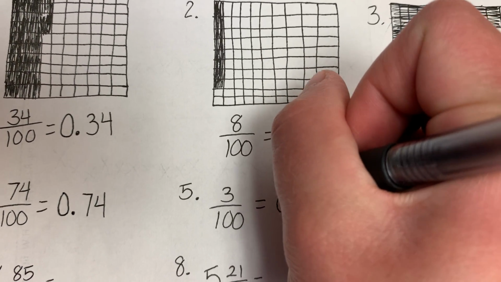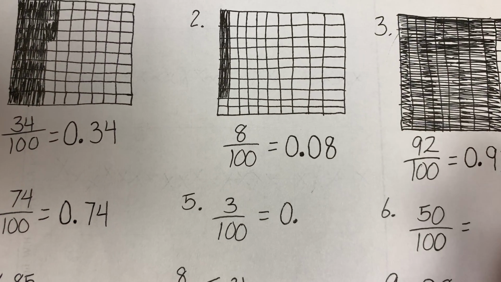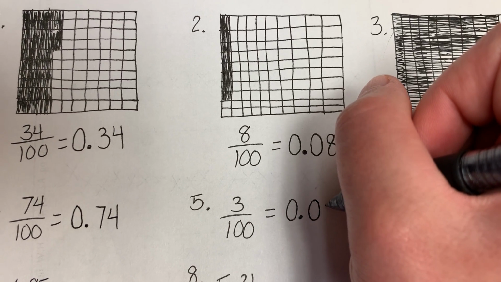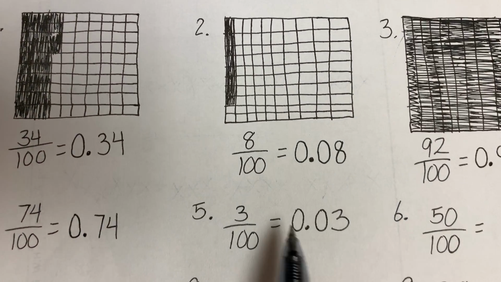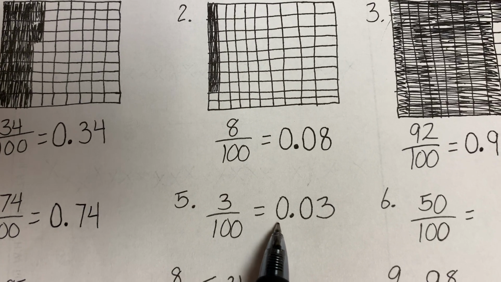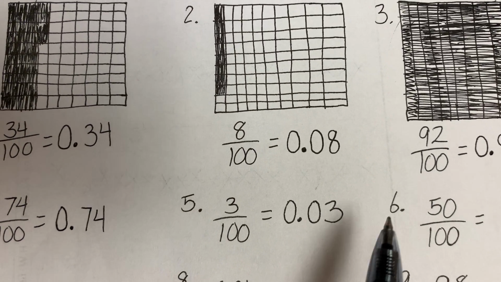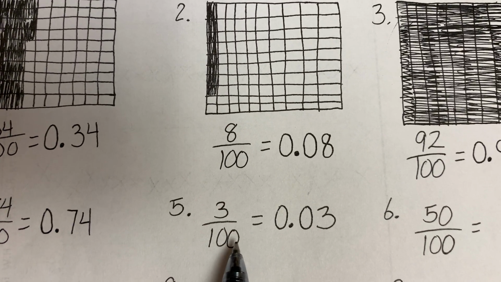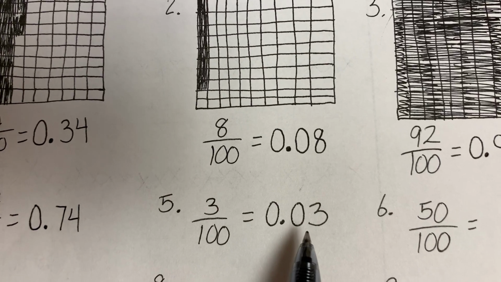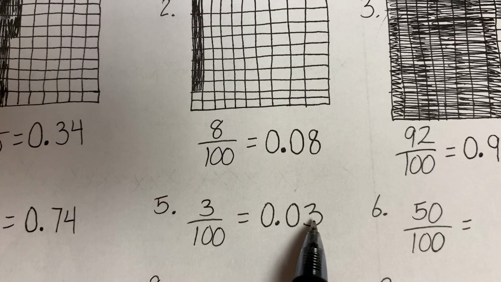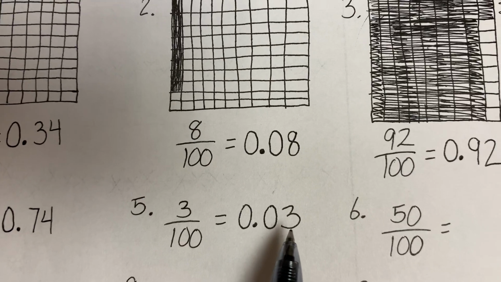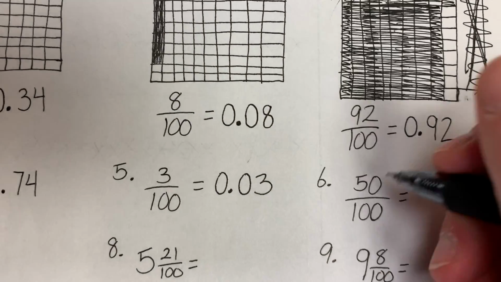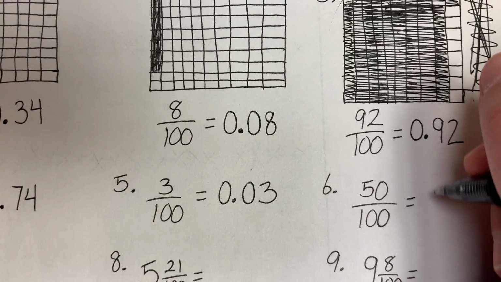Number 5, 3 100ths looks like this. There are 0 whole numbers, 0.0, because there's nothing in the tenths place, 3. So 3 100ths is written as 0.03. Remember, you cannot write 0.3 because that would mean 3/10ths, and we're looking at hundredths, not tenths. So you need to make sure the 3 is in the hundredths place, which is the second place after the decimal.